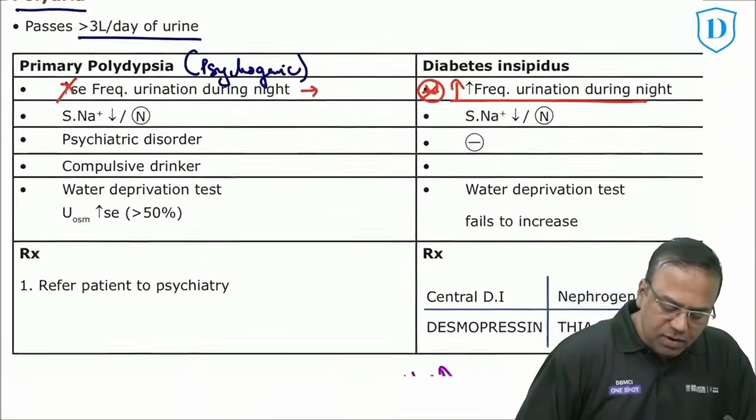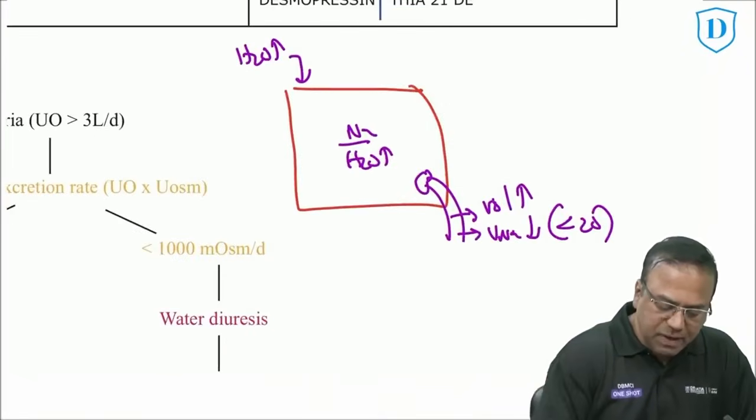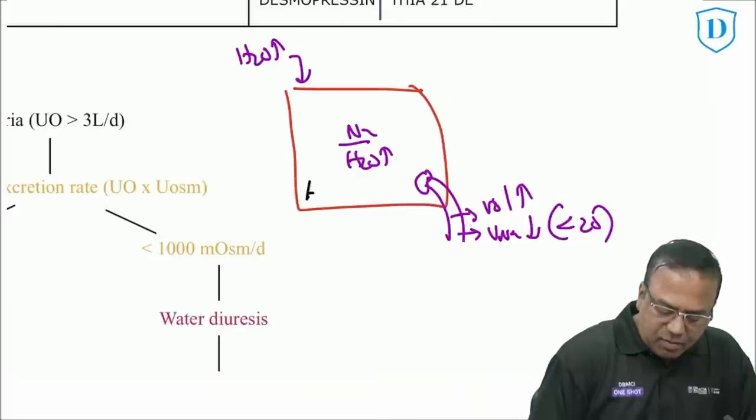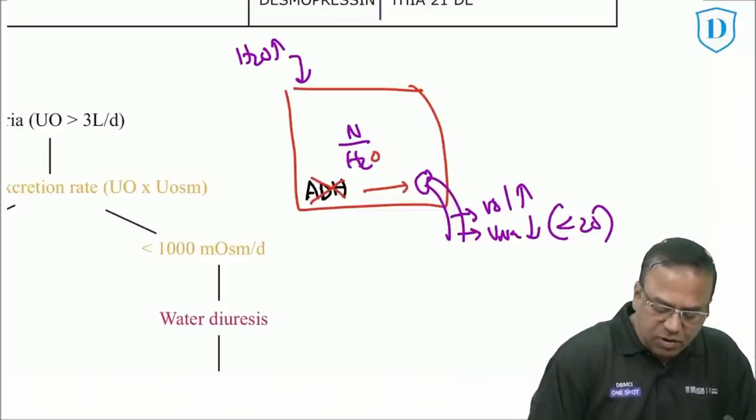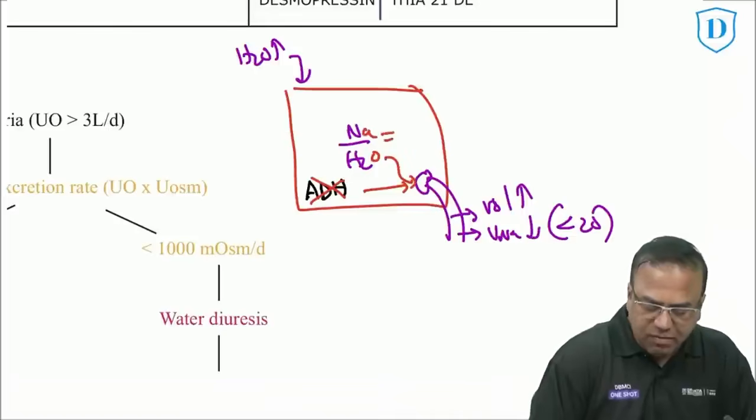Whereas if you look at a patient with diabetes insipidus, the core pathology here is that antidiuretic hormone is not there. Without antidiuretic hormone working or being there, nobody is there to hold the water. So the kidney will lose water. If the kidney is losing the water, what will happen to the sodium? Water went away, sodium is left behind, so it will concentrate.